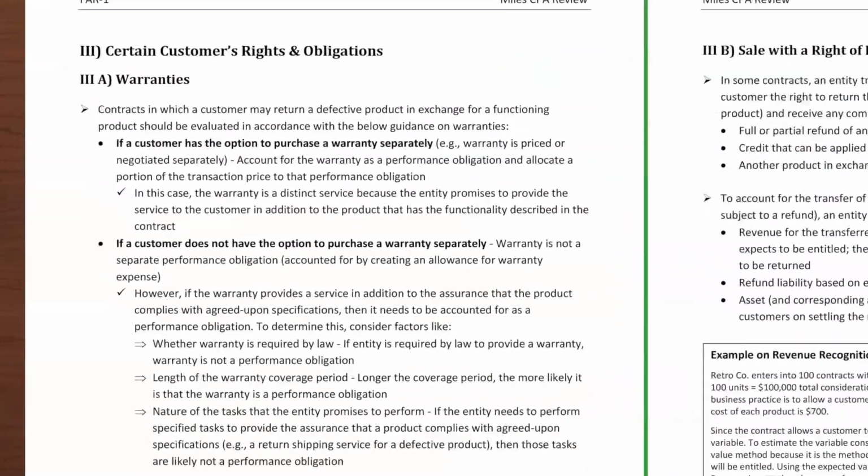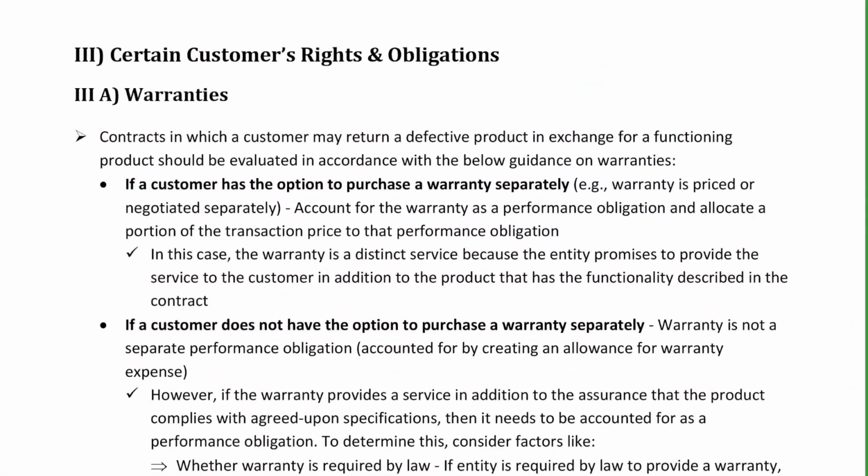Turn to page 64. So until now on revenue recognition, we've covered the 5 steps. Then we spoke about costs or contract asset or liability or required disclosures. Now in this portion, we're going to talk about certain customers' rights and obligations. And we start with, put a box around, warranties.